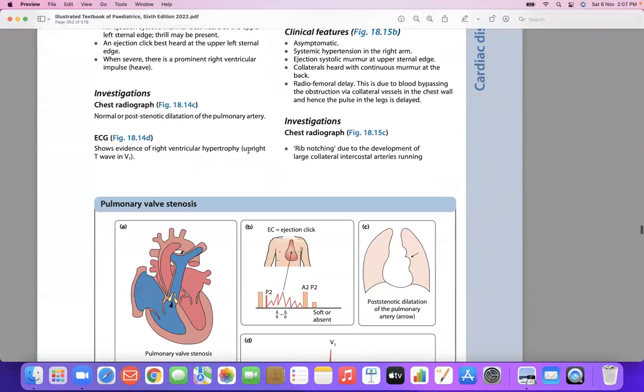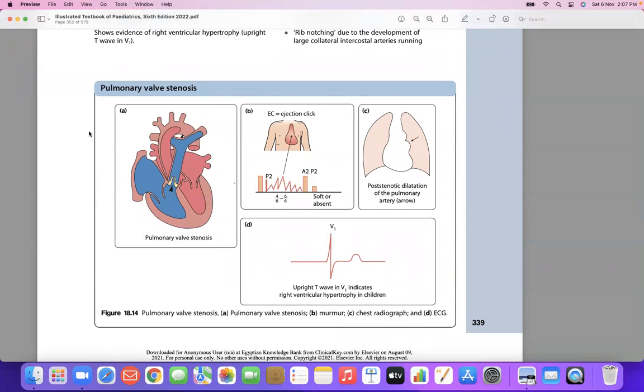Next, again, pulmonary stenosis. See, we have to know the pulmonary stenosis in the TOF is not from the valve, it is from the subvalvular muscular lesion. Okay, but here this is the valvular pulmonary stenosis. So we will have a stenotic valve here. Again, we hear an ejection systolic murmur in the left upper sternal edge.